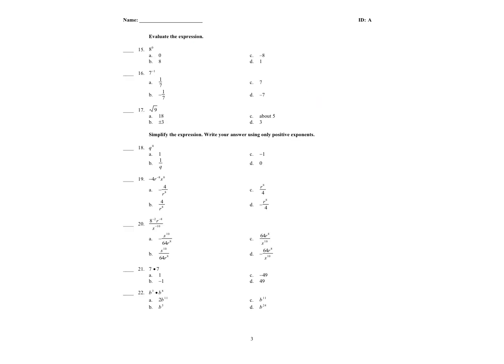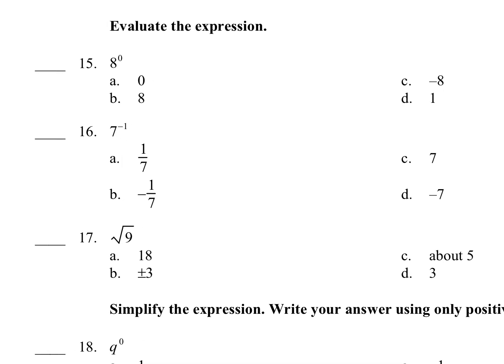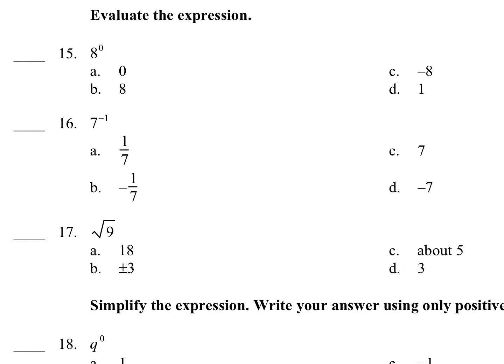All right, on the next page, let's do 15. What's 8 to the power of 0? What's anything to the power of 0? Not 0. 1. Anything to the power of 0 is 1. What does a negative exponent do? Makes it a fraction. So this would be 1 over 7. So that would be answer choice A.